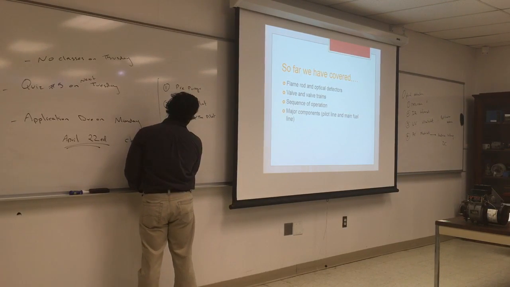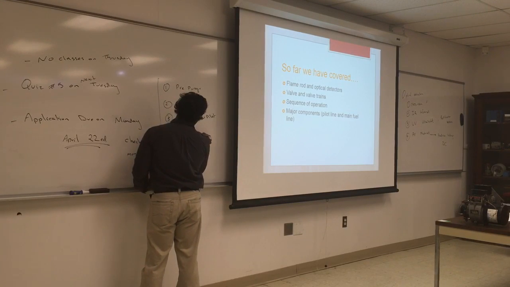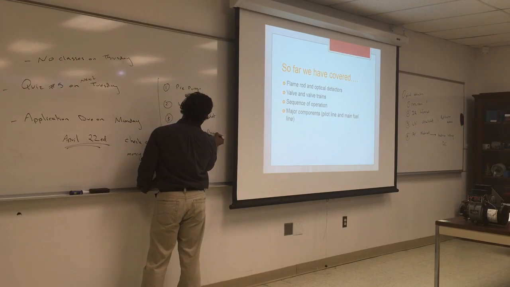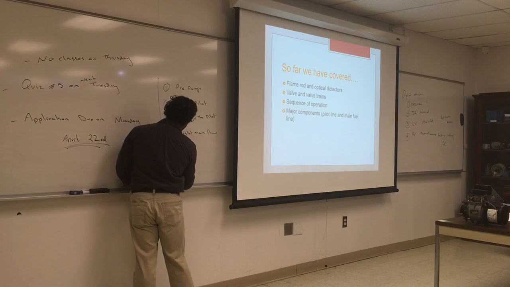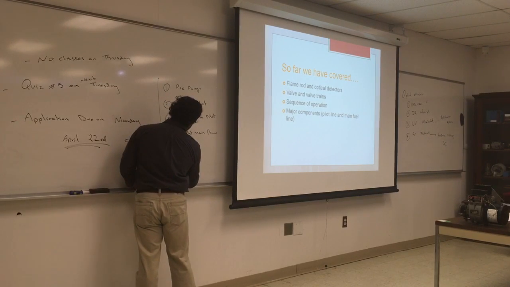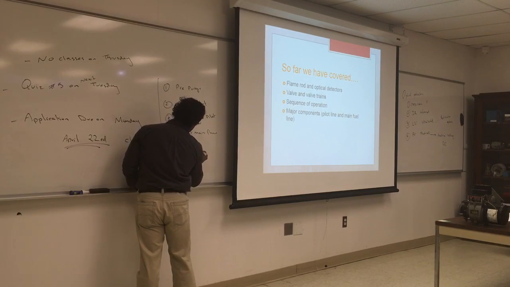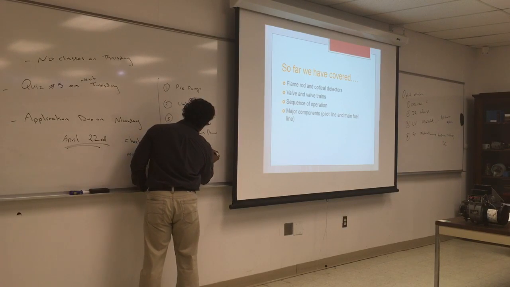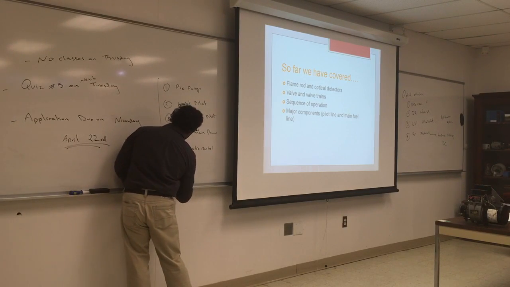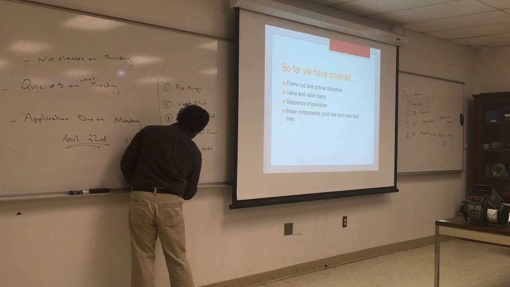Light main flame. Activate automatic control. Yeah, 5, automatic control. And 6 is post-purge.